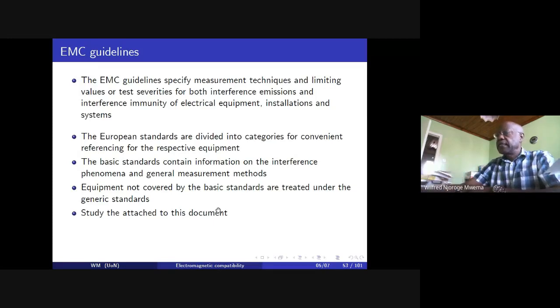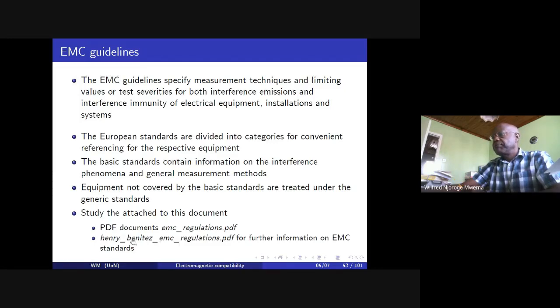A study of this is what we are going to determine in this particular value that we are dealing with. So these documents I've shared with you in the Google Drive. That is the PDF document, EMC regulations, for your perusal, and also a presentation by Henry Benitez, giving also EMC regulations as well, if you want any further information on EMC standards.